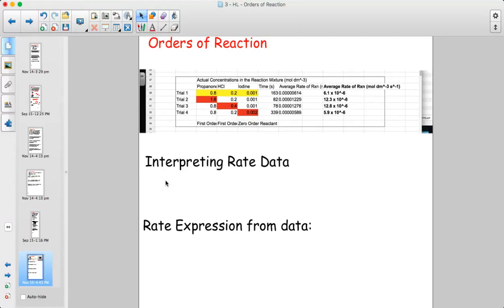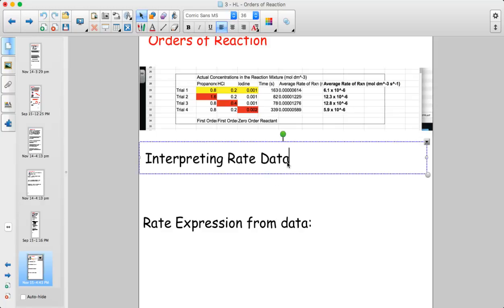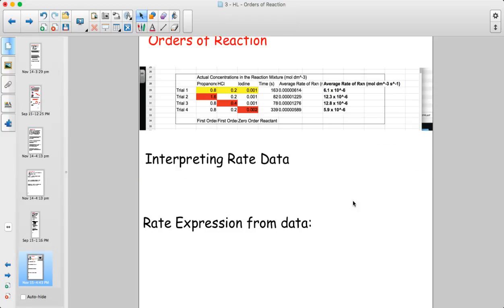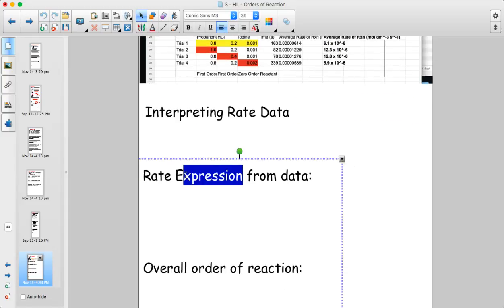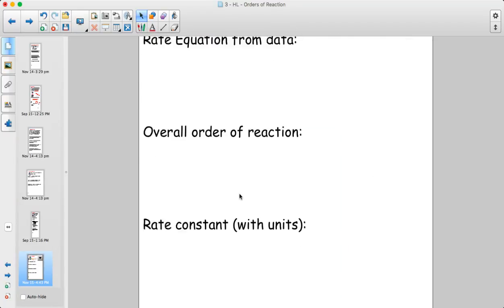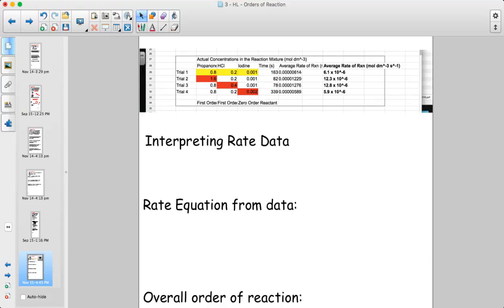So finally, this is our iodine reaction that we did, the iodination of propanone. Interpreting the rate data, we figured out that we had a first order reactant for propanone and a first order reactant for HCl and a zero order reactant for iodine. From that, we can get a rate expression or a rate equation from the data. And then we can get an overall order of reaction and the rate constant with units. But we'll save that to do together in class.